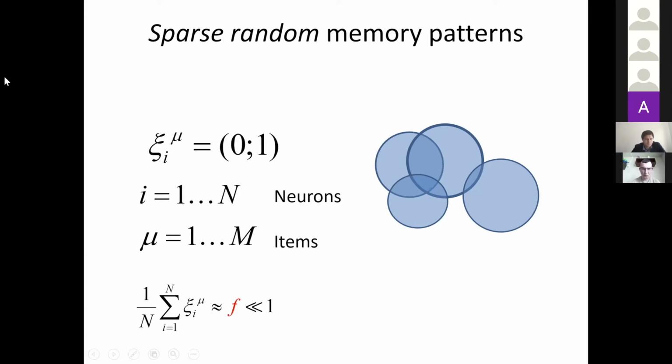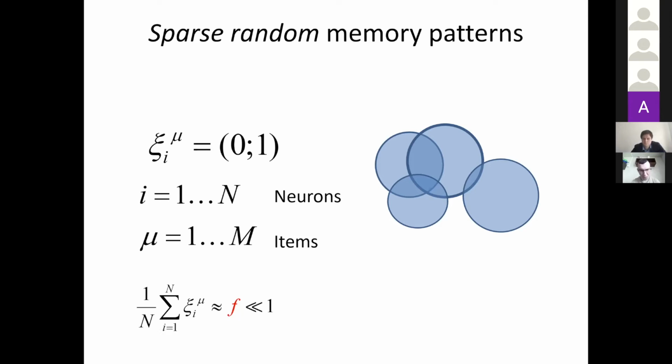Mathematically, we can describe this by binary vectors, psi, 0 and 1. The length of each vector is N, which is the number of neurons, and the upper index mu labels the items in the memory. The sparseness of representation means that the average fraction of neurons in the network that are encoding each particular item mu is this parameter f, which is much less than one.